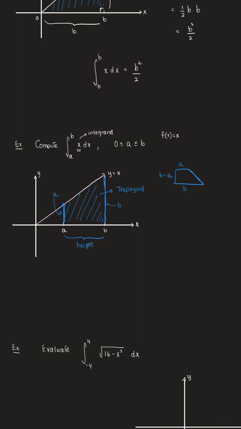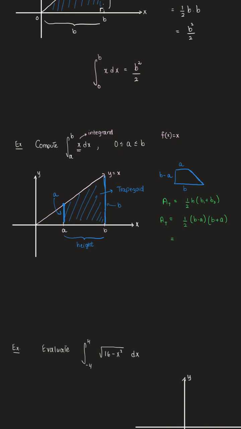And the area of a trapezoid, let me use a different color here. I'll use green. The area of a trapezoid, this is not the only way to do it, is going to be 1/2 times the height, and then we multiply by the sum of the two bases. So let's go ahead and do that. This is going to give us 1/2. Well, we know the height is b minus a, and the sum of the two bases is b plus a, or a plus b.